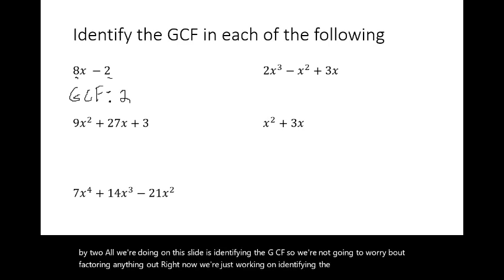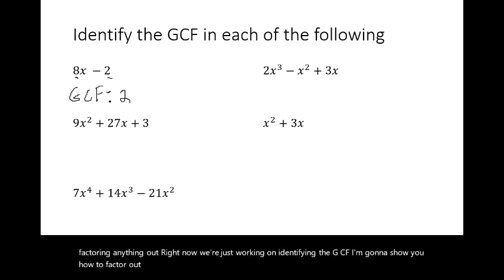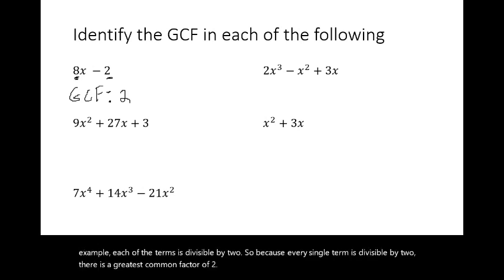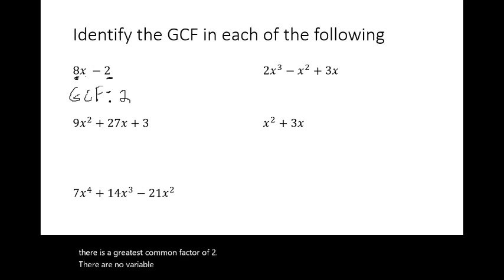I'm going to show you how to factor out the GCFs, and then we'll get some practice with that. But in this first example, each of the terms is divisible by 2. So because every single term is divisible by 2, there is a greatest common factor of 2. Now, there are no variable GCFs here because there's an x in this term but not in this term, so the greatest common factor is just 2.